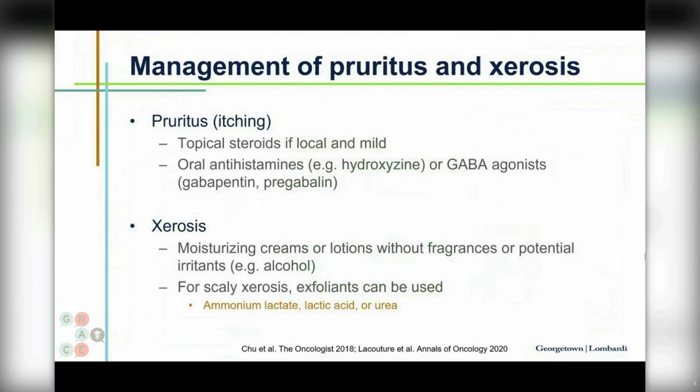When the itching is localized, you can utilize topical steroids. But if the itching is more generalized, we can think about using oral antihistamines such as hydroxyzine, or gabapentin or pregabalin, which are GABA agonists. For the prevention and treatment of dry skin, we recommend using moisturizing creams or lotions regularly, without any irritants such as fragrances or alcohol. For scaly dry skin, as seen in the prior picture, exfoliants such as ammonium lactate or urea can be utilized. Next slide, please.